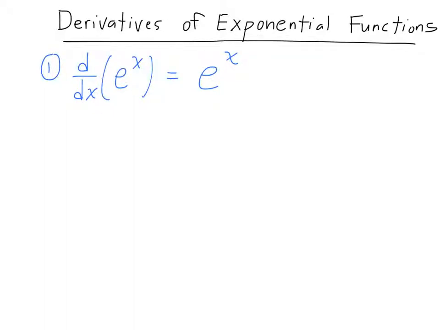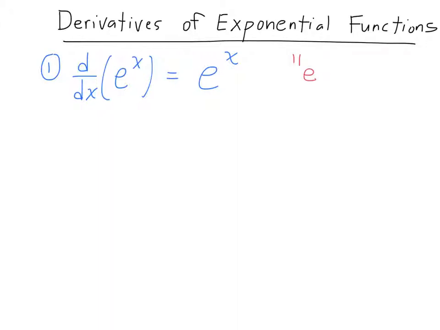Okay, in this video we're going to look at finding the derivatives of exponential functions. Our first special exponential function is the function e to the x. Remember, our base e is not a variable, e is a number. It's about 2.718. It's an irrational number, very similar to pi. So the derivative of e to the x is e to the x.